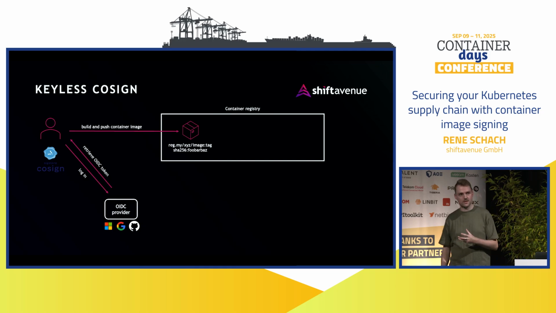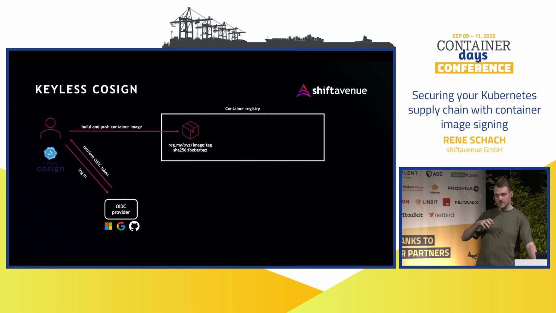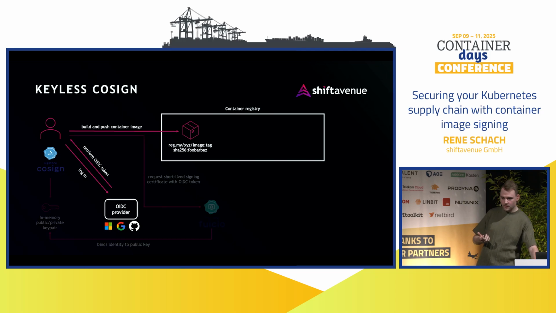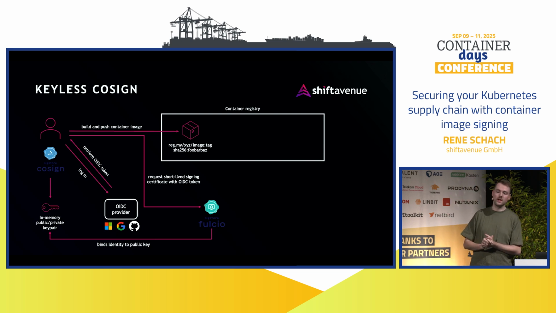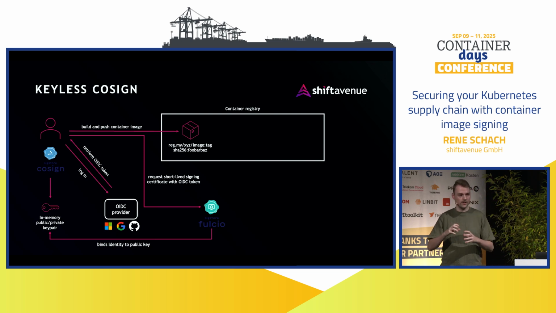The first part is that you log into your OIDC provider of your choice, which is either GitHub, Microsoft, or Google. You use, for example, your personal email there. This mail is then used as the identity in the next step, because then Fulcio comes into play. Fulcio is Sigstore's own certificate authority. It's used to create a short-lived signing certificate based on the OIDC token. At the same time, cosign will also create an in-memory public and private key pair.